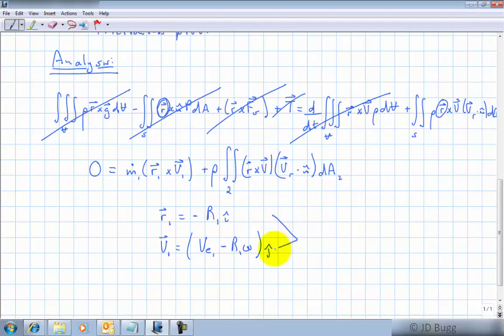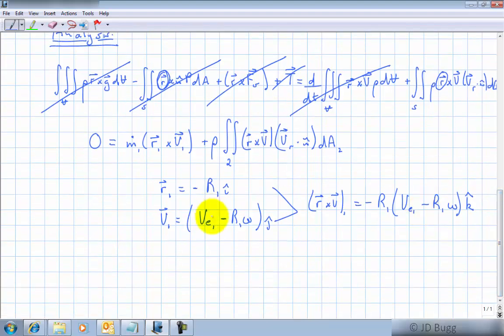When we take a look at these two together, we see that r cross v at exit 1 equals minus r1 times v exit 1 minus r1 omega, and that all is in the k direction now because of the cross product. So that's our exit 1. We have everything we need for this. The mass flow rate we know because it told us what the flow rate to these arms was: 1 kilogram per second divided by 2 for the 2 arms. So that mass flow rate is half a kilogram per second. We know everything that we need here. We will figure out this v exit at 1 later.